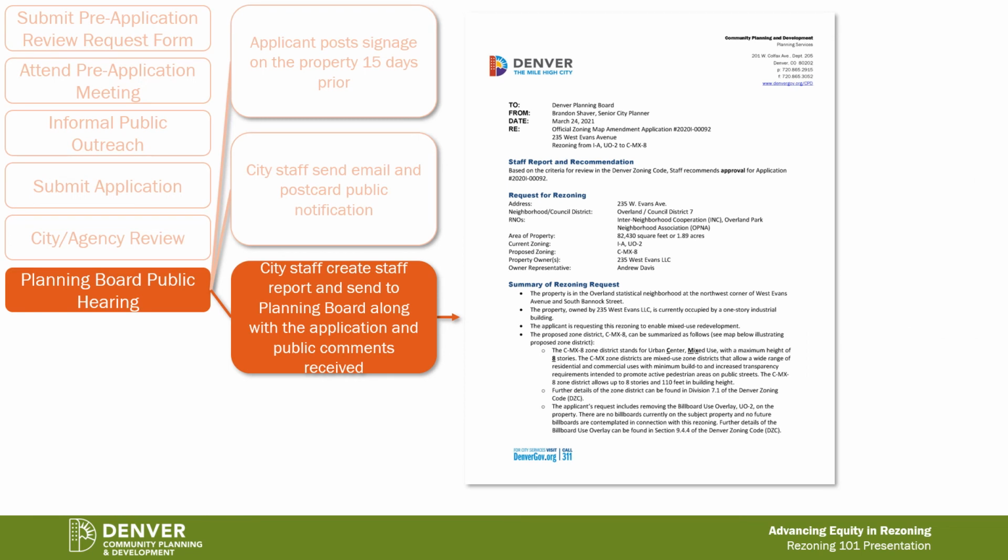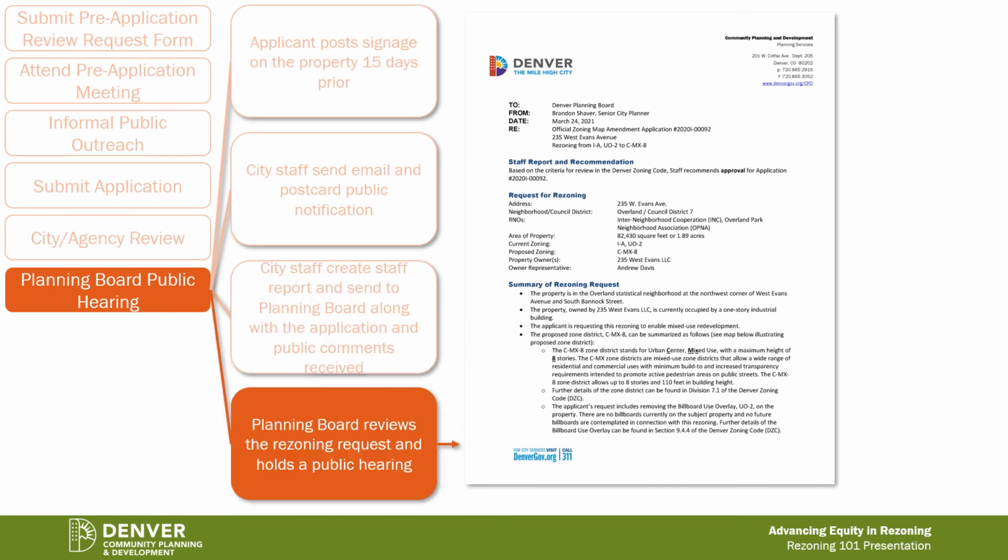Then a staff report is created with a staff recommendation based on the review criteria and sent to Planning Board, along with the application and any written public comments received. Then finally, the Planning Board reviews the rezoning request and staff report and holds a public hearing. Let's talk about the components of the public hearing.